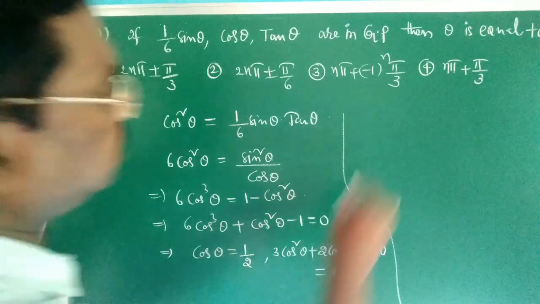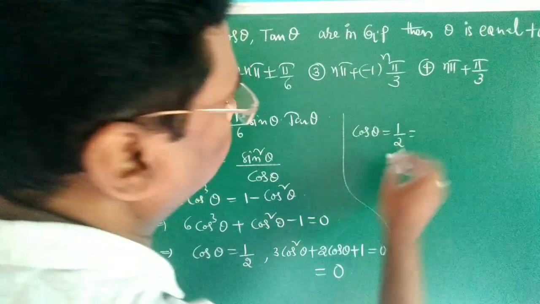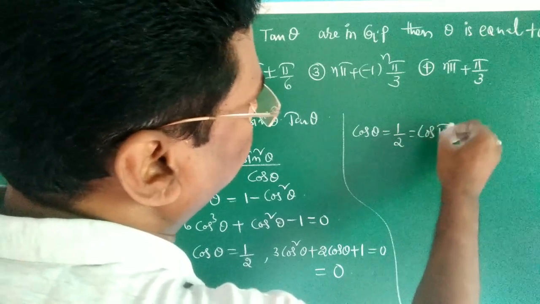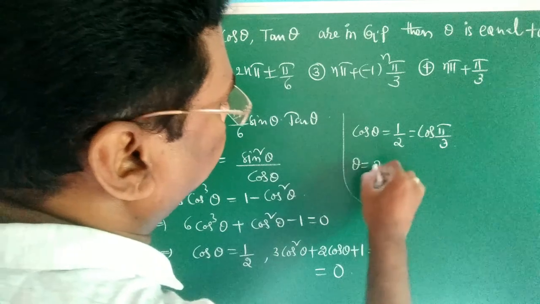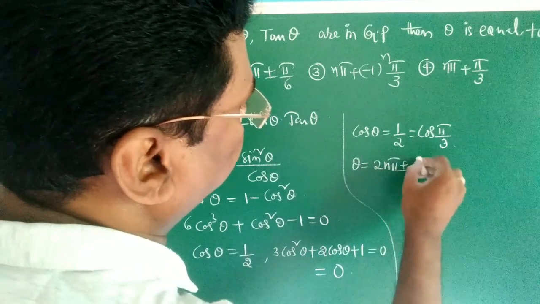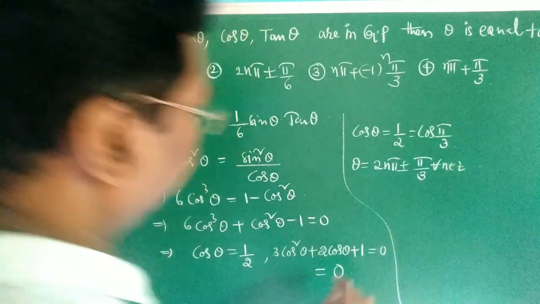Here cos θ = 1/2. Cos 60°, value cos π/3. Now θ = 2nπ ± π/3 for all n belongs to Z.